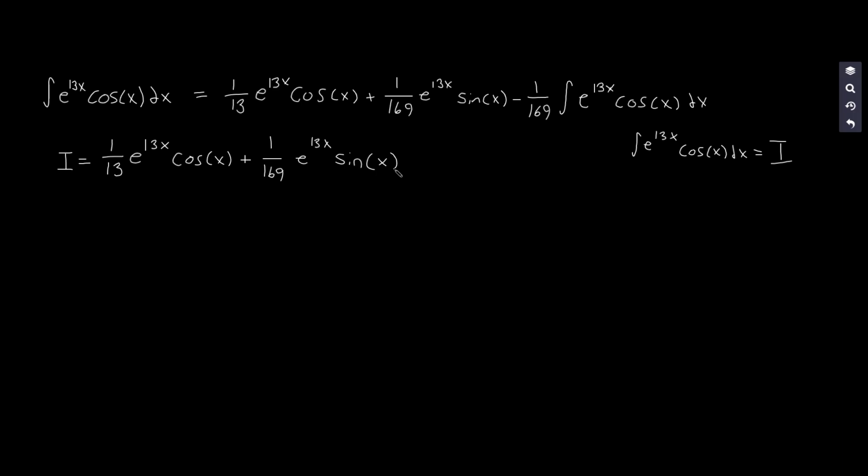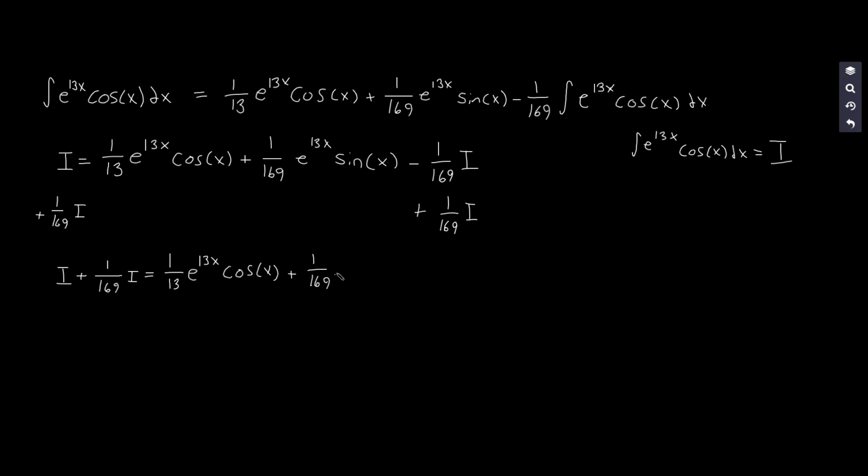And well, if we add 1 over 169 I to both sides of the equation, the equation will become I plus 1 over 169 times I equals 1 over 13 times e raised to the 13th power times x times cosine of x plus 1 over 169 times e raised to the power of 13 times x times sine of x.